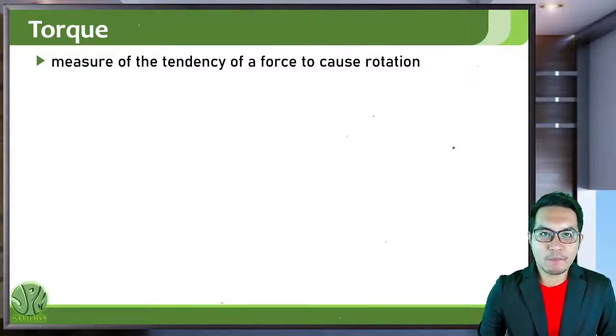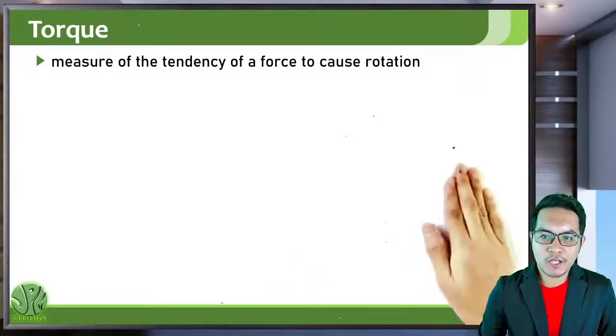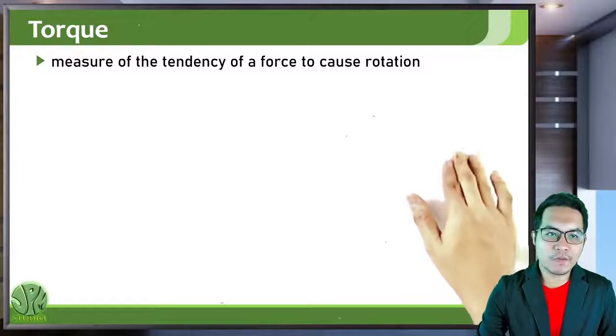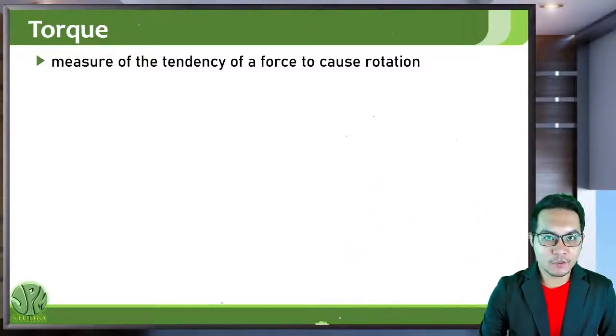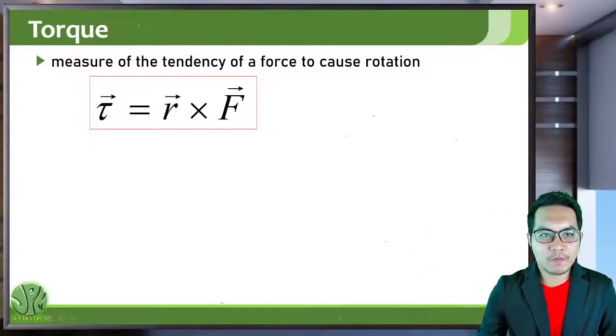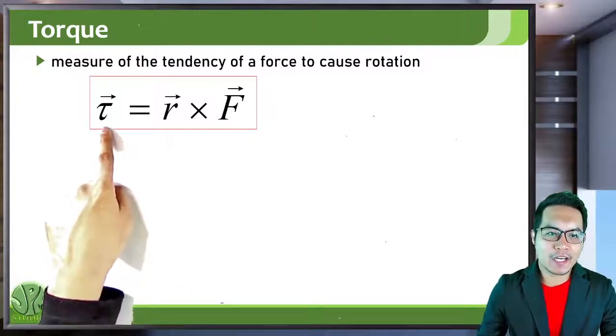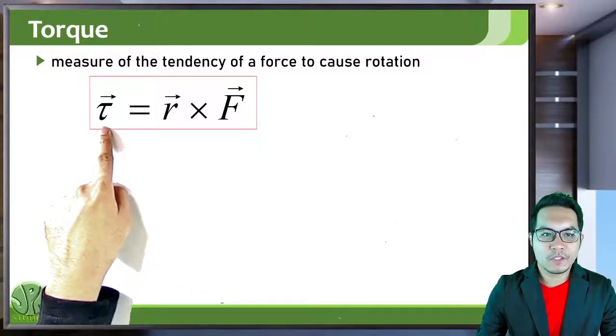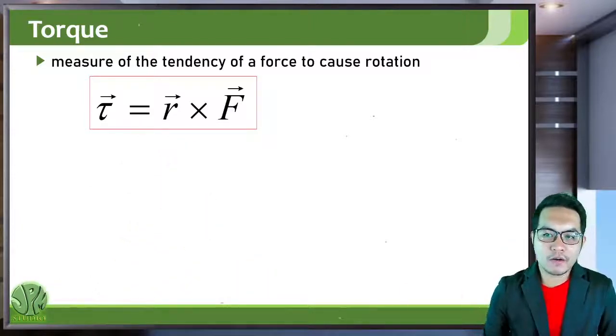Torque is the measure of the tendency of a force to cause rotation. So you will notice from the definition that the torque is related to force. The symbol for torque is the Greek letter tau, and it's the cross product of the radius vector crossed with the force vector.